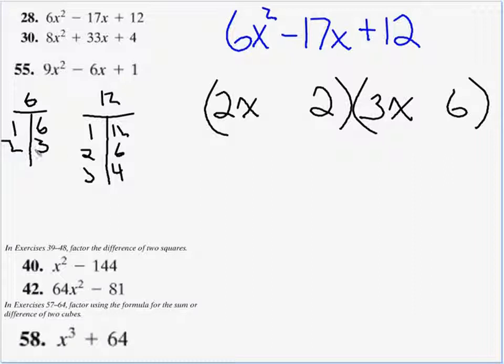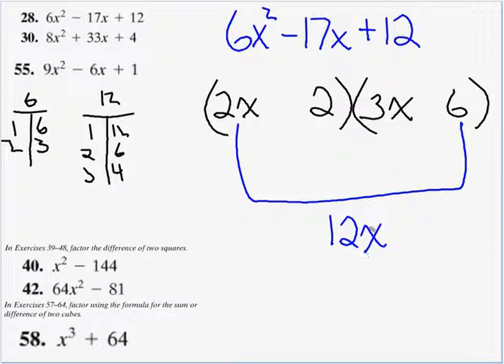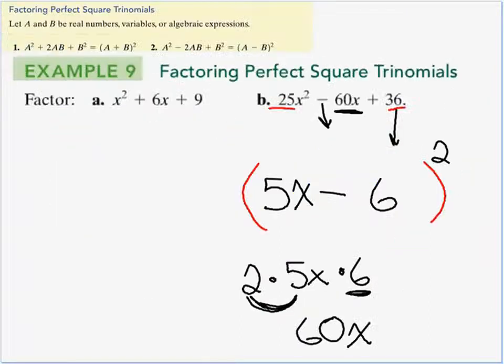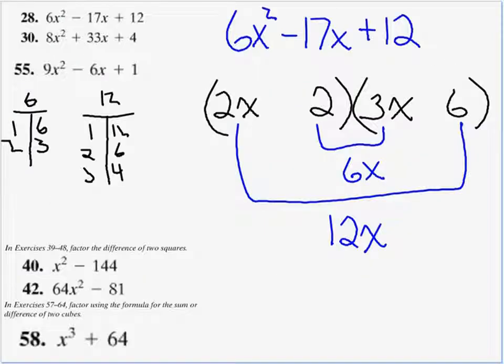So I got my 2 and 3. 2x and 3x will give me the 6x squared. The 2 and the 6 will give me the 12. And let's not worry about signs yet. If I check my outers, I'll get a 12x. And if I check my inners, I get a 6x. Pretty close. If I were to add those, I would get 18. If I made them both negative, I'd get to negative 18. So we're kind of close. We might just want to switch one thing, and see what happens.